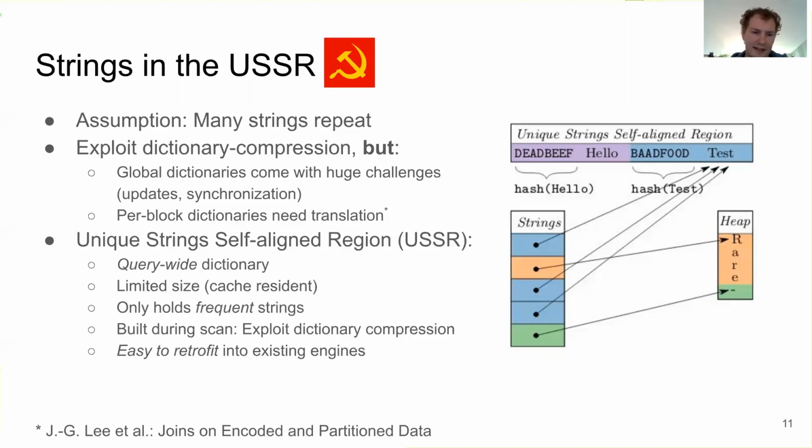There are certain technical aspects of the USSR implementation. For example, you can efficiently build it during a scan by exploiting dictionary compression. So if you scan a block that's dictionary compressed, you would basically insert the dictionary into the USSR. That gives you efficient insertion. And string pointers into the USSR are still valid C string pointers, which means it is very easy to retrofit into existing query engines.